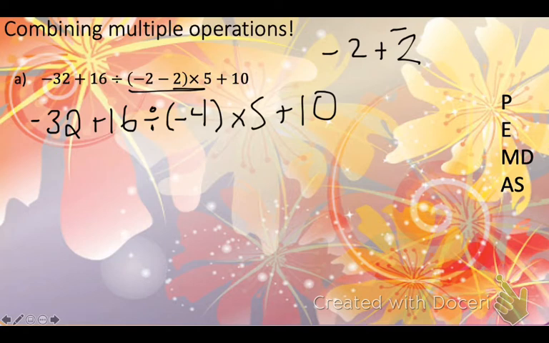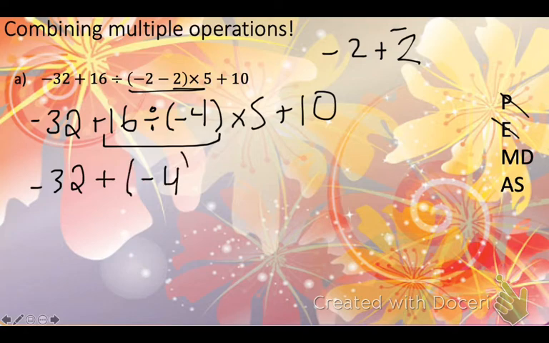All right, we don't have any exponents. Parentheses are gone, exponents are gone. Now we multiply or divide first, and we do that from left to right. So I see that there's a division here first. So negative 32 plus 16 divided by negative 4 is negative 4, because of multiplication and division, times 5 plus 10.